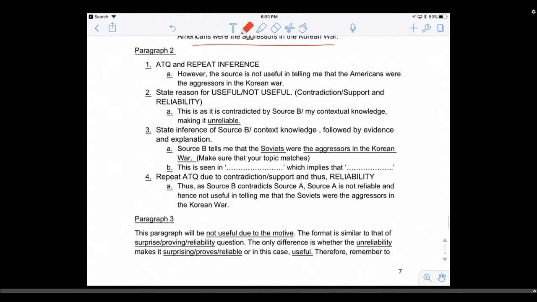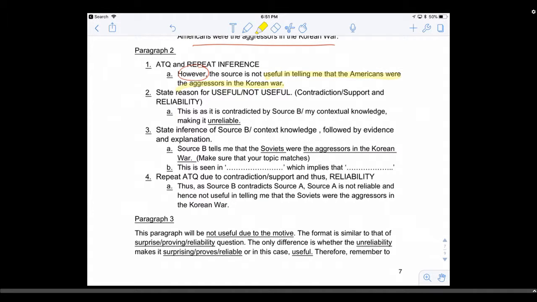All right. So the second paragraph is when it gets a little bit tricky. You can either continue to do useful by telling me how another source supports it, or you can do not useful by telling me how another source contradicts it. Or how your contextual knowledge contradicts it. So how do you do a second paragraph? Again, start with the word however if you're doing contradiction. So however, the source is not useful in telling me that Americans were the aggressors.